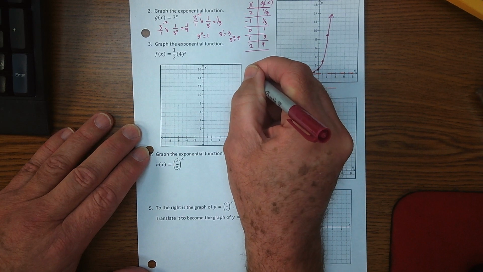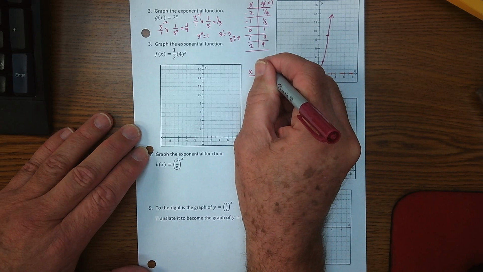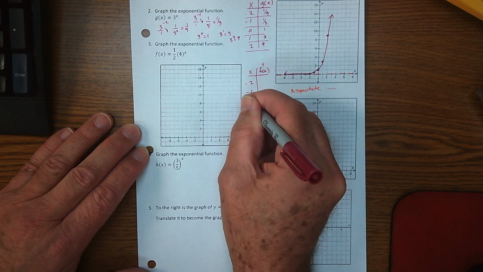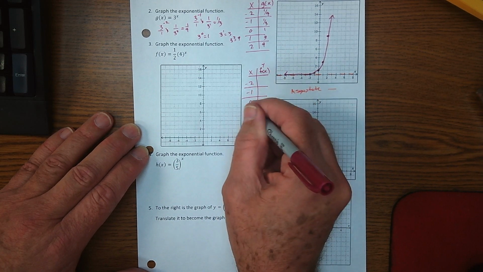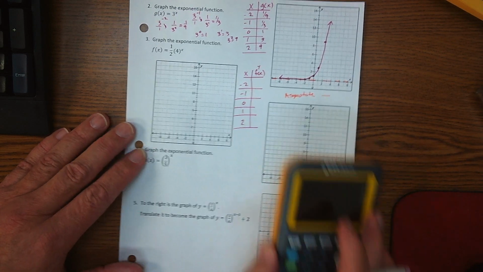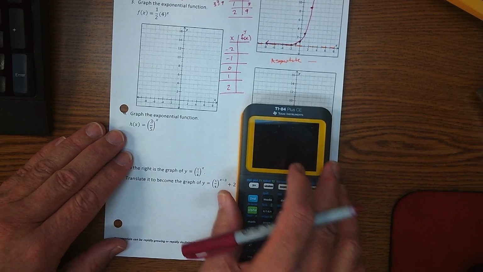This is x, and this is f of x, same thing as y, remember? And we do negative 2, negative 1, 0, 1, and 2. Except this time we're going to do them with our calculator. Okay? So I'm going to put these on my calculator and get these numbers there. So if I get the glare off this, okay?